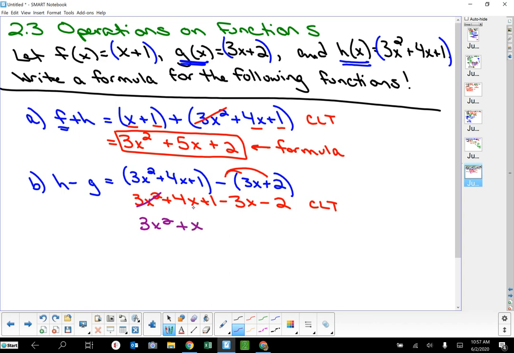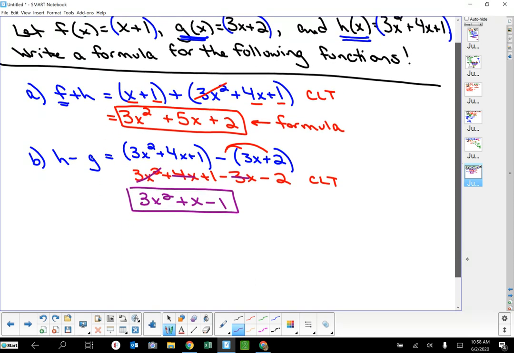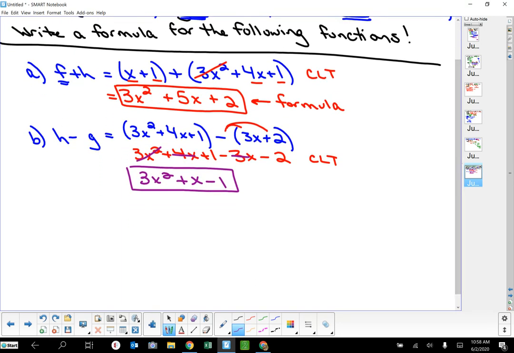Don't put the 1 on the x when you put that in. And then 1 minus 2 is negative 1. And this is the formula or the rule that they're looking for. All right, so I'm going to work through all these. You might be able to figure these out, but just in case you can't, I want to make sure everybody's prepared.